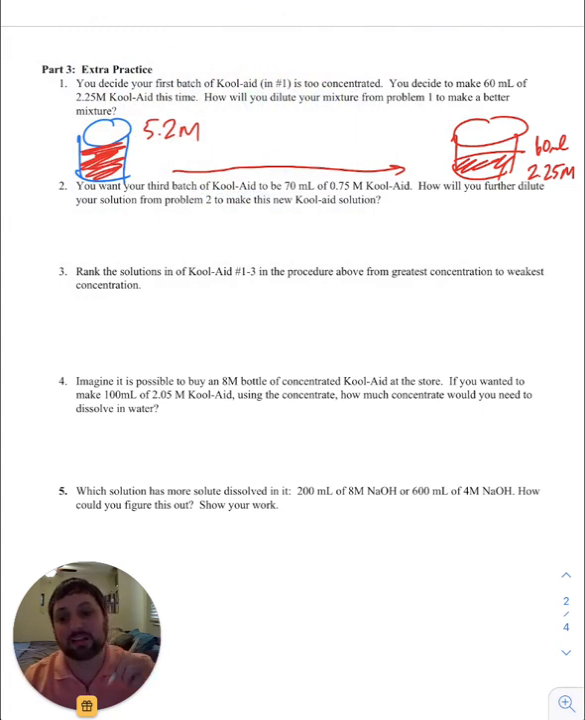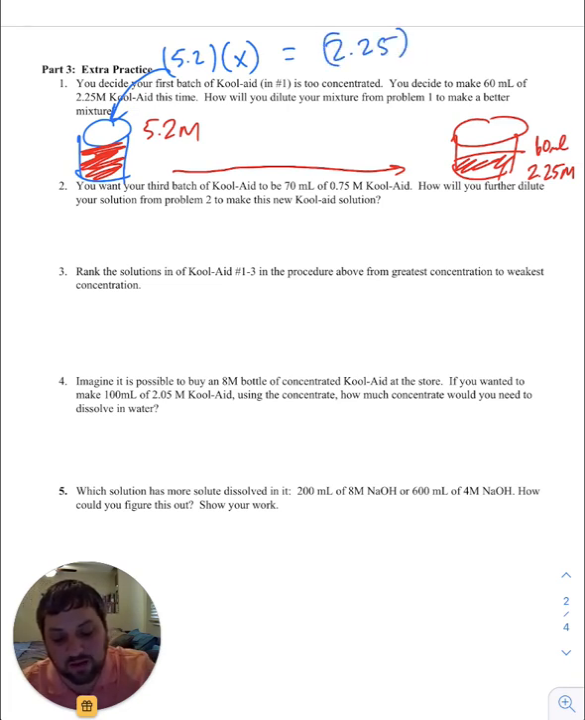Okay, so again, the answer and how we make it are going to be a little bit different. So we are going to have my M1 is 5.2. That's my stock solution. I don't know how much of it I'm going to use. I could use 10 milliliters. I could use 100. We don't know. That's why we're doing the math. That's going to be equal to a final molarity of 2.25 at 60 milliliters. And now we have, again, a single variable equation.